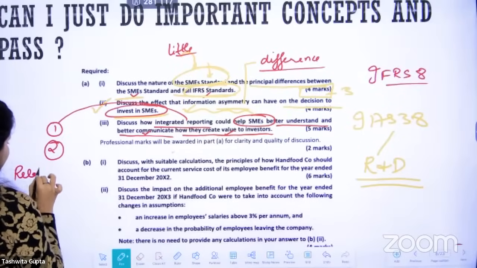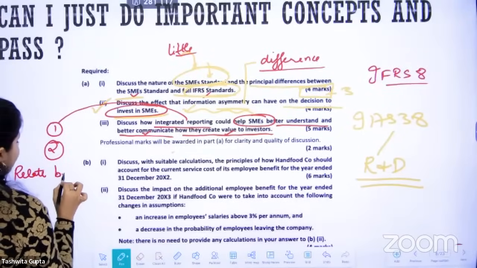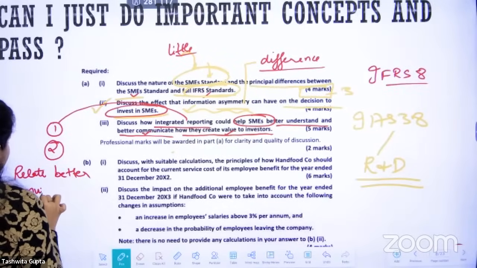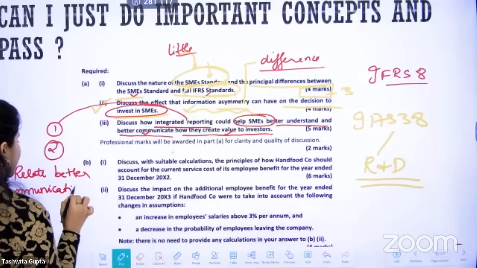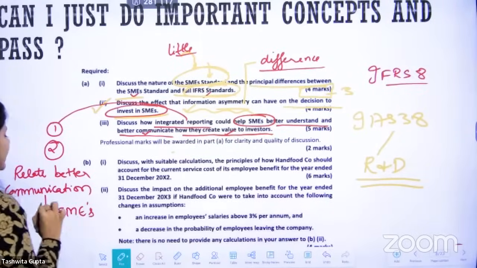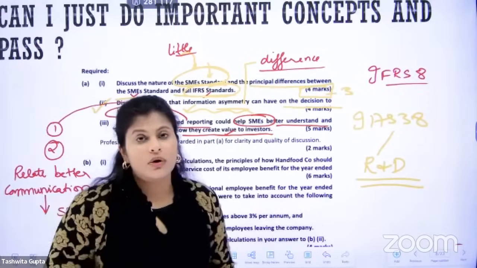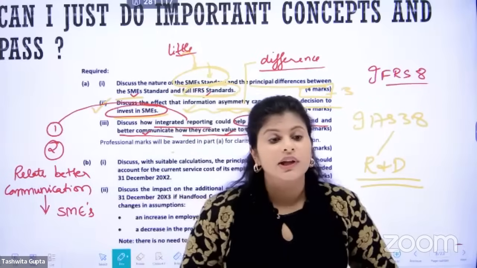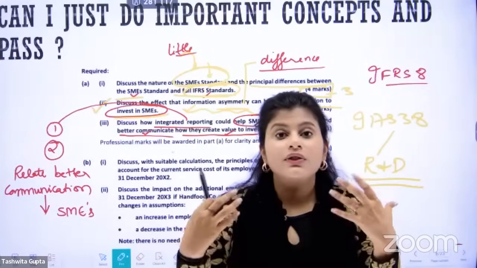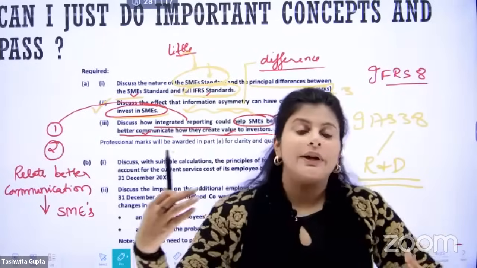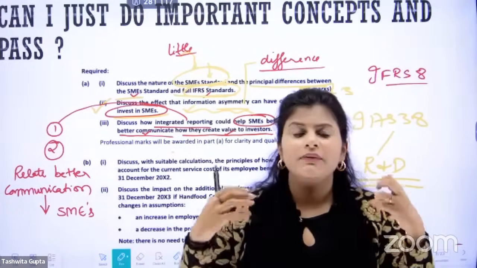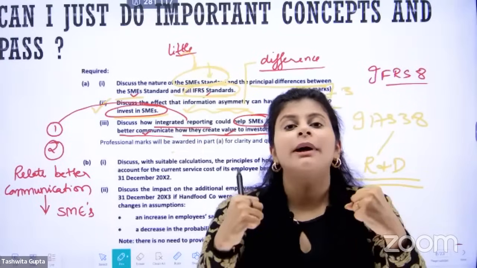This is a little technical. You'll relate the better communication point with SMEs. So integrated reporting, when we talk about it, we are talking about extensive disclosures. We are talking about more explanations, more disclosures given, whether it's for human capital, natural capital, physical capital, intellectual capital. So we are talking about that, I'll give you a holistic view of my company.